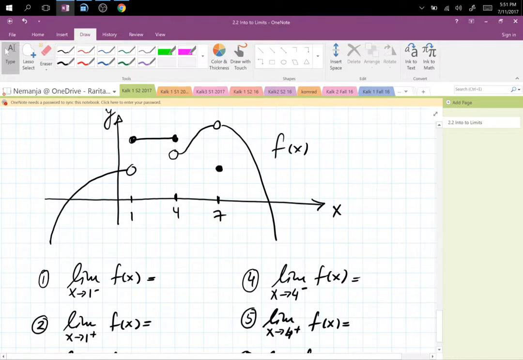So limit from the left was 5, limit from the right is 5, and because they match, the overall limit is 5. It's 5 on the y value, right? Perfect. Okay. Now let's talk about this.